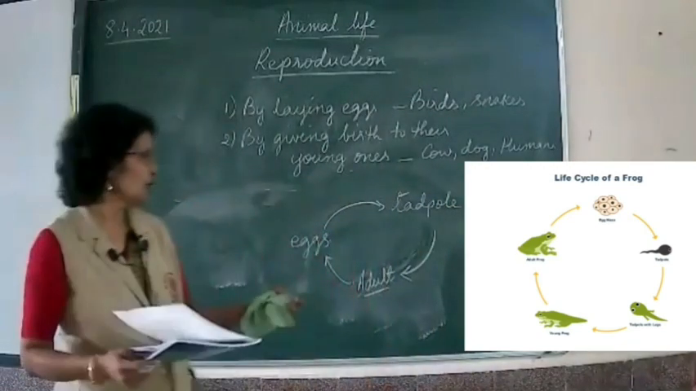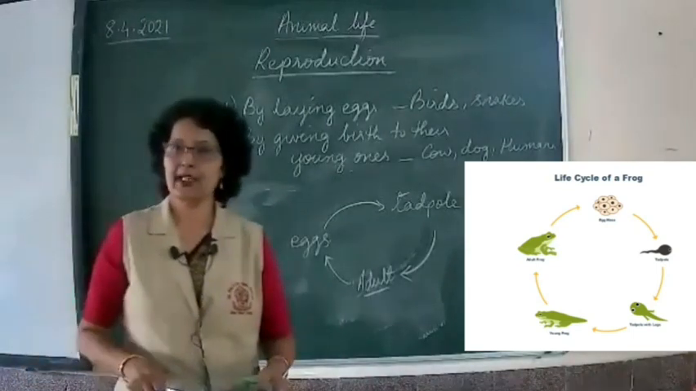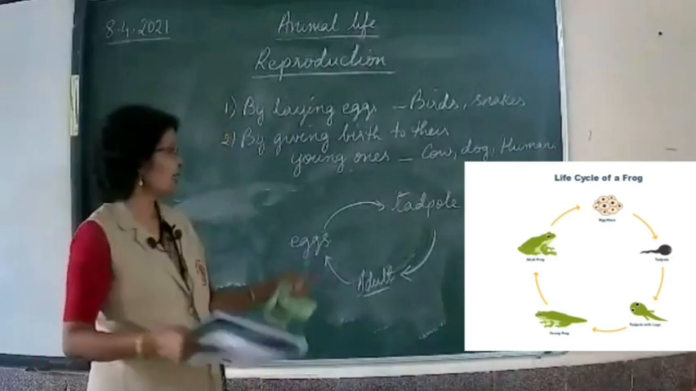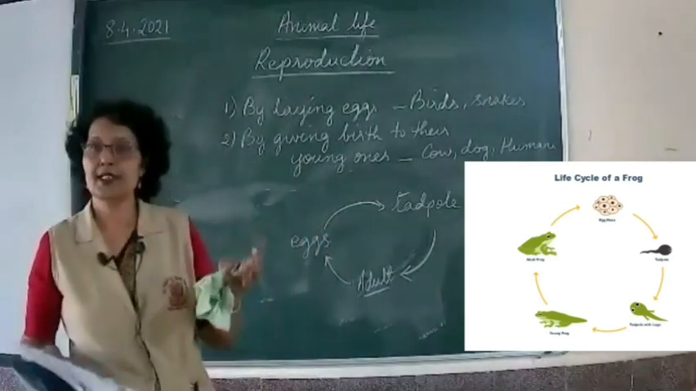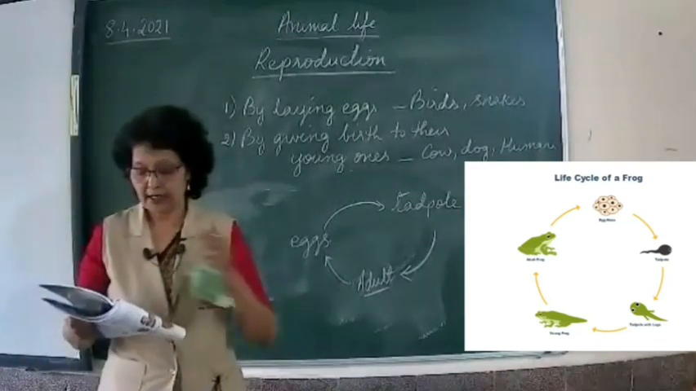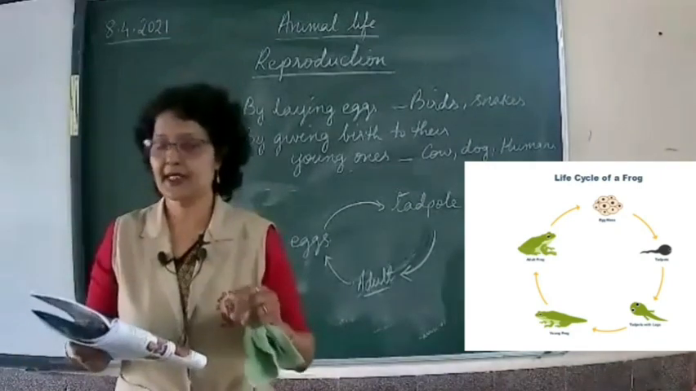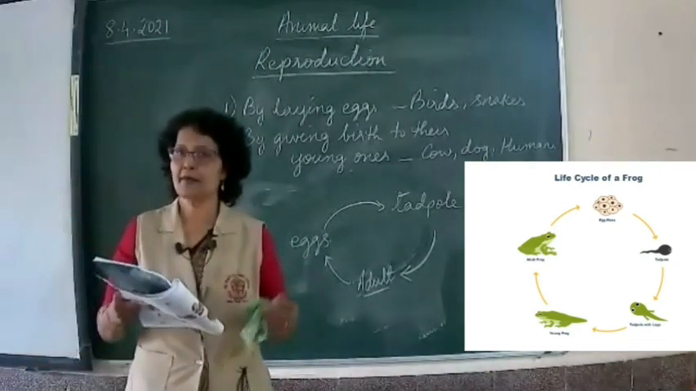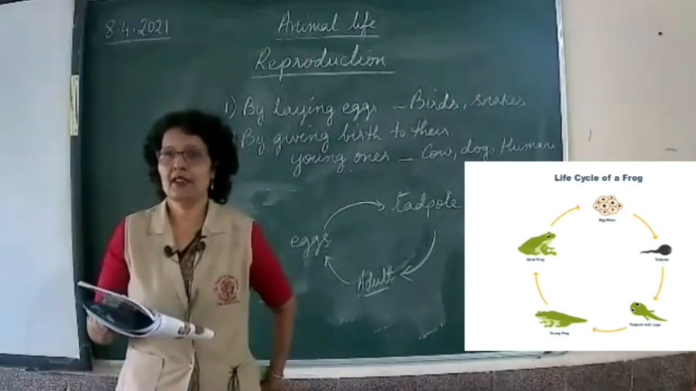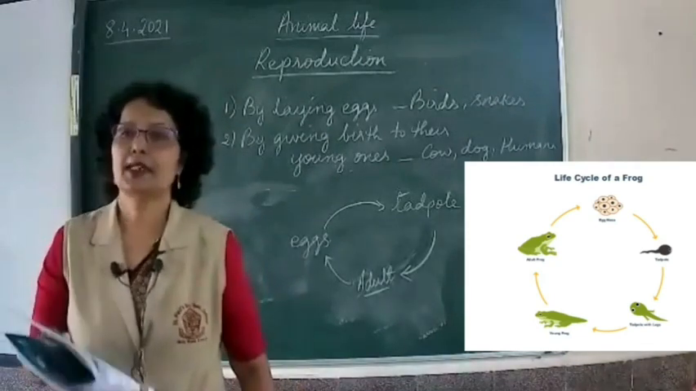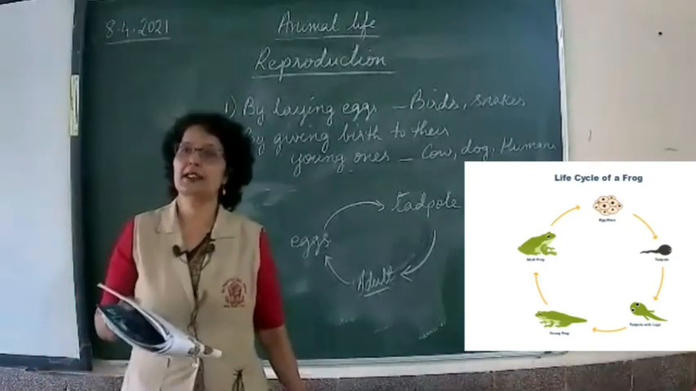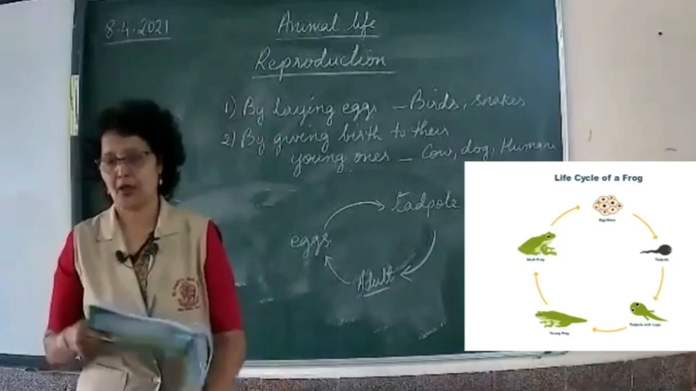Is that clear? So we have done 3 life cycles. Roughly we have done them. So you have to keep in mind that the butterfly has got 4 stages: egg, larva, that is caterpillar, pupa and adult butterfly. Then the grasshopper has got only 3 stages, that is egg, nymph and adult. And in the life cycle of a frog also, the egg, the tadpole comes out, and then the tadpole develops the forelimbs and the hind limbs, and then they develop into an adult frog.